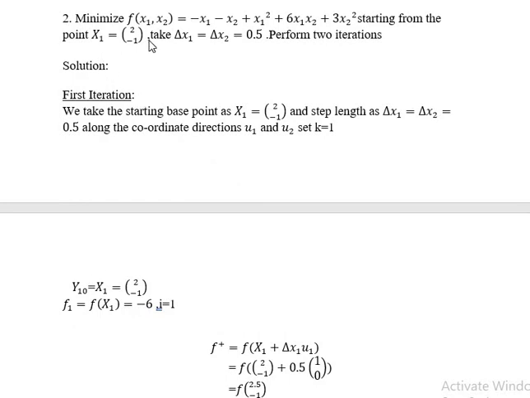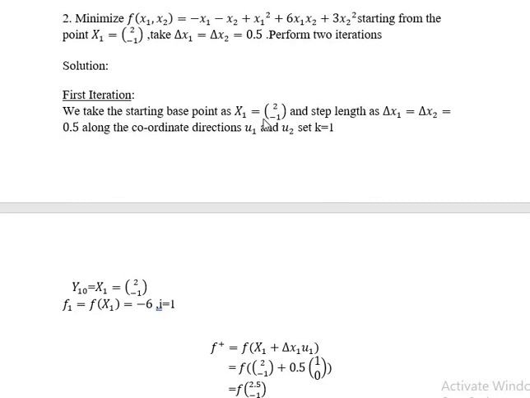Now we can see an example. Minimize f of x1, x2 equal to minus x1 minus x2 plus x1 square plus 6 x1 x2 plus 3 x2 square, starting from the point (2, -1). Take delta x1 = delta x2 = 0.5. Perform 2 iterations. We can find the solution.